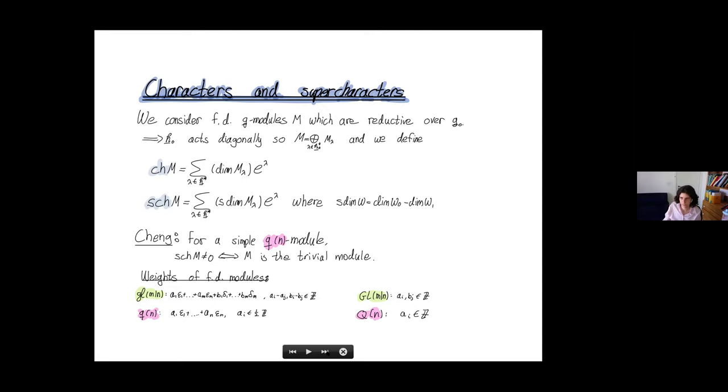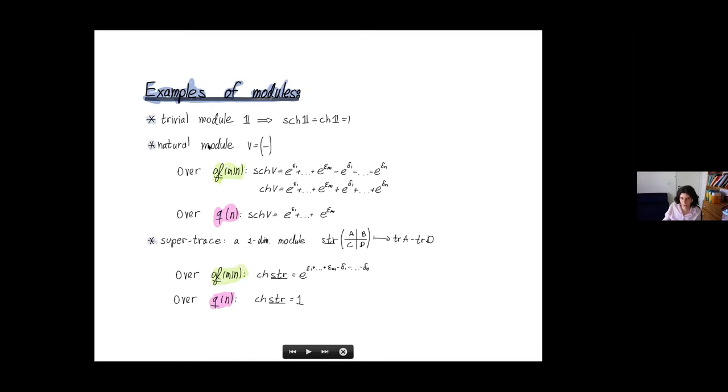Okay, and let's see some examples. One example is the trivial module. If everything acts by zero, then the character is e to the zero, which is one. Also the super character, unless I decided it's Pi of this trivial module, and then the super character could have been negative one, but at least up to plus or minus one.